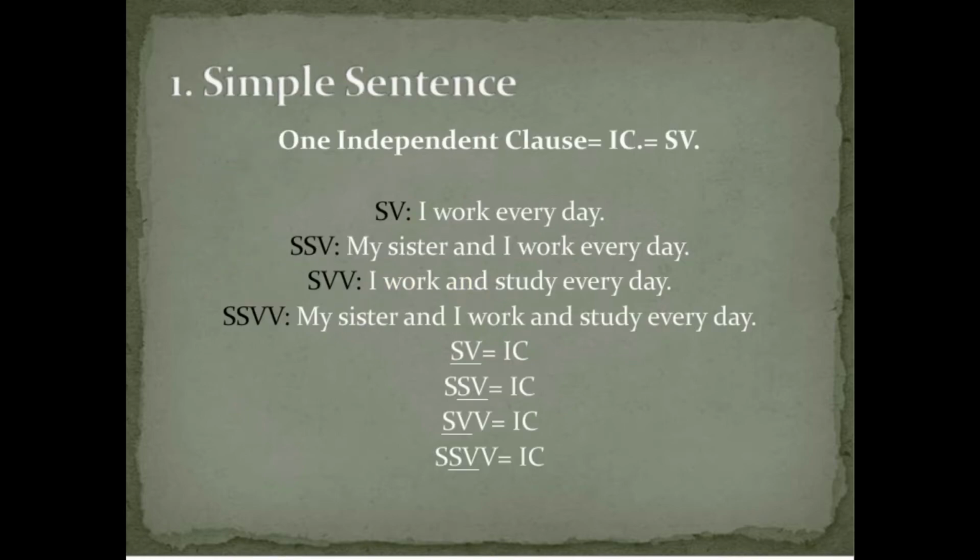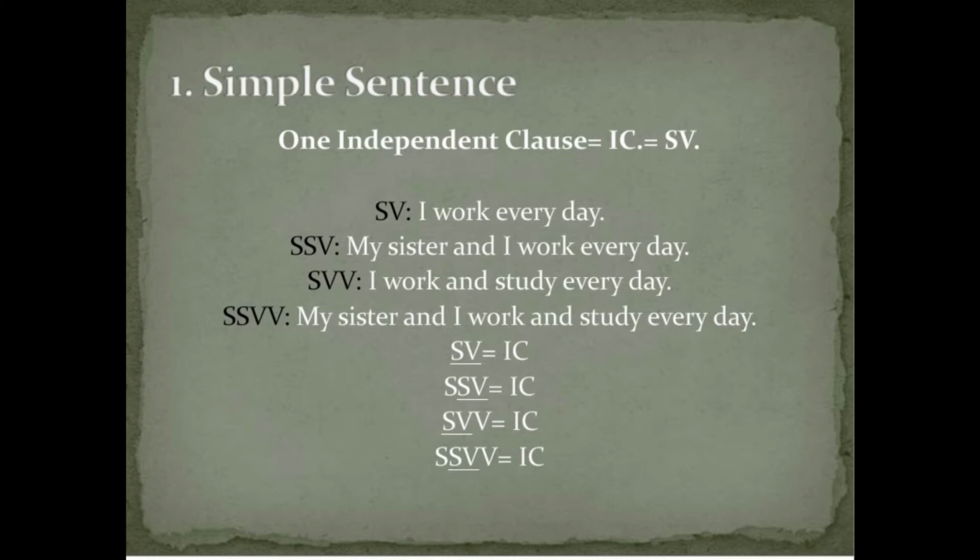The first type of sentences is a simple sentence. A simple sentence contains at least one independent clause, one IC with a period, or subject and verb with a period. For example, I work every day. In this sentence, we have only one independent clause with one subject and one verb, I work. The second example shows you a compound subject. My sister and I work every day. Even though you have two subjects, it's still one independent clause, SSV.